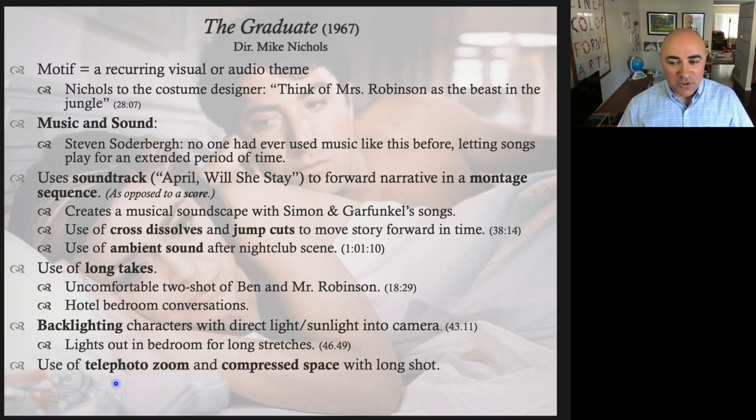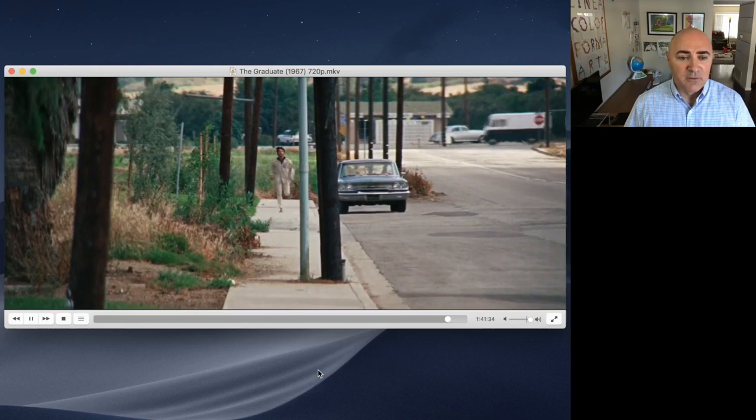Last one I want to show you is really important, and this is the telephoto zoom in compressed space. This is when you use a telephoto lens, a long lens that looks like a telescope. It's an easy way to remember it. And on top of that, you zoom in all the way. It feels like he's running for a very, very long time.